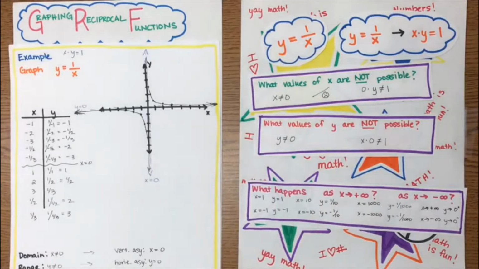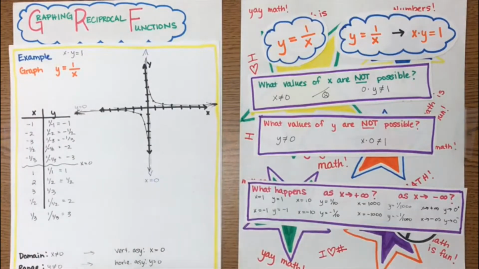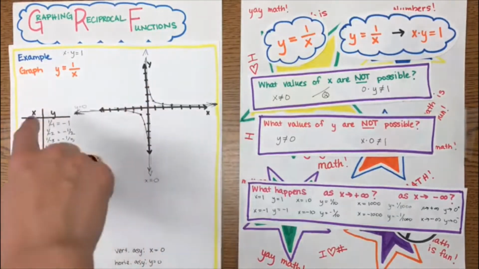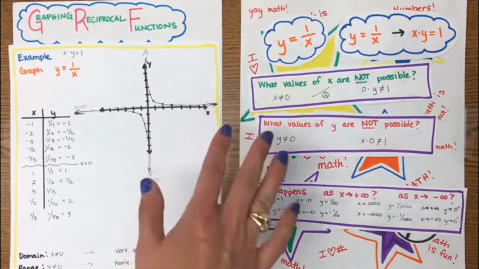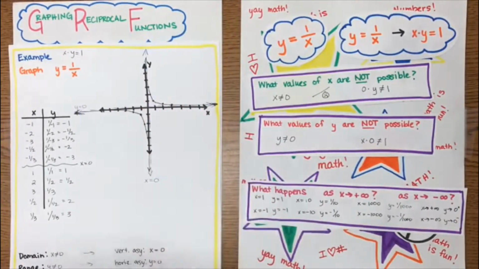Welcome back. We're continuing to look at graphing reciprocal functions. In our last video, we graphed the basic reciprocal function y is equal to 1 over x, and we found it had vertical and horizontal asymptotes that were guided by what values of x and y were not possible.